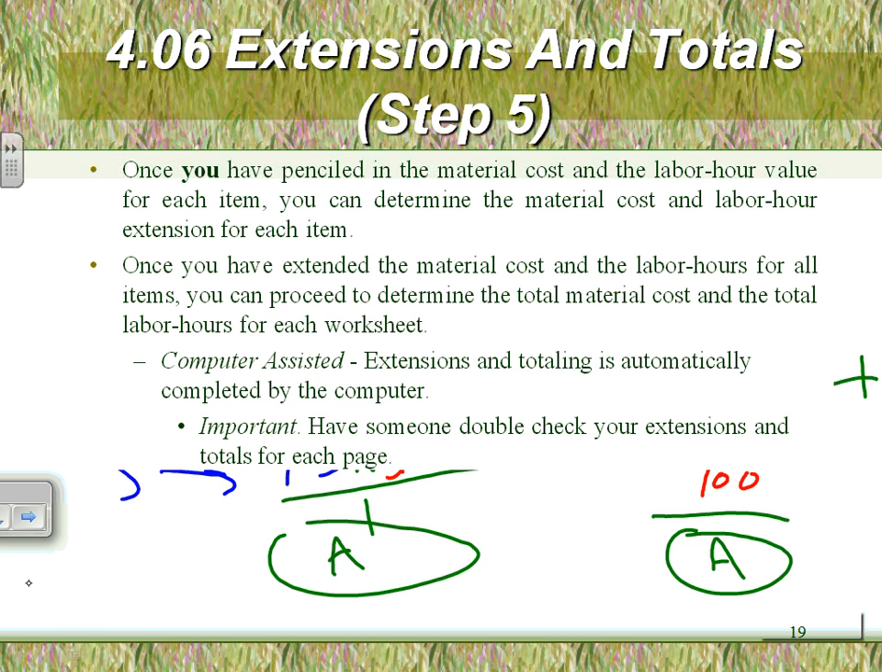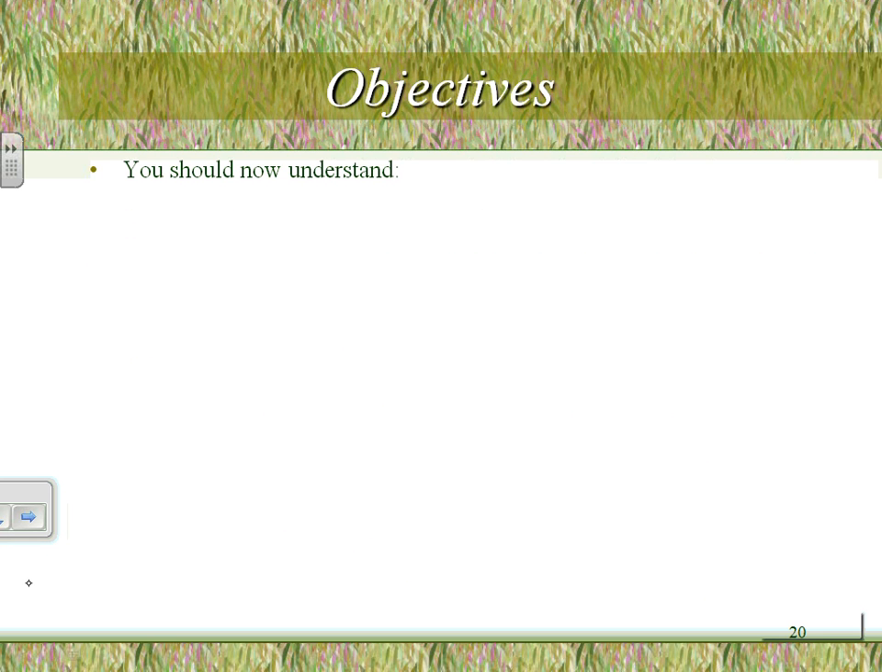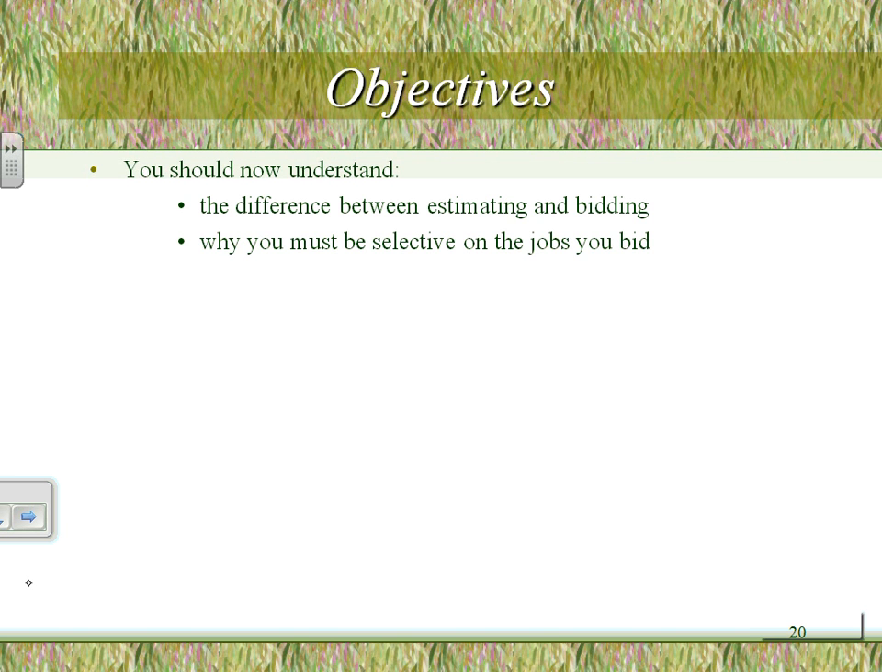The estimating process. Okay, so the difference between estimating and bidding is what? Profit. You must be selective on the jobs you bid. Don't waste your time on things that you can't do.